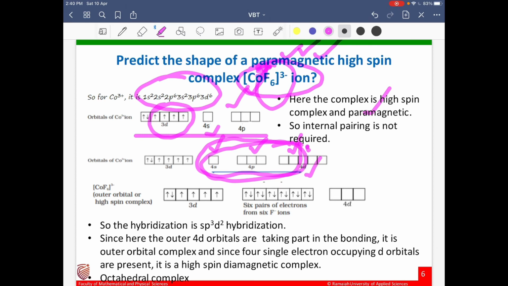So here the hybridization is sp3d2 hybridization, since here the outer 4d orbitals are taking part in the bonding. Since outer d orbitals are taking part in the bonding, it is an outer orbital complex. Here you can see 4 single electron occupied d orbitals are present, so it is a high spin paramagnetic complex. Sorry, it's not diamagnetic, it's a paramagnetic complex.